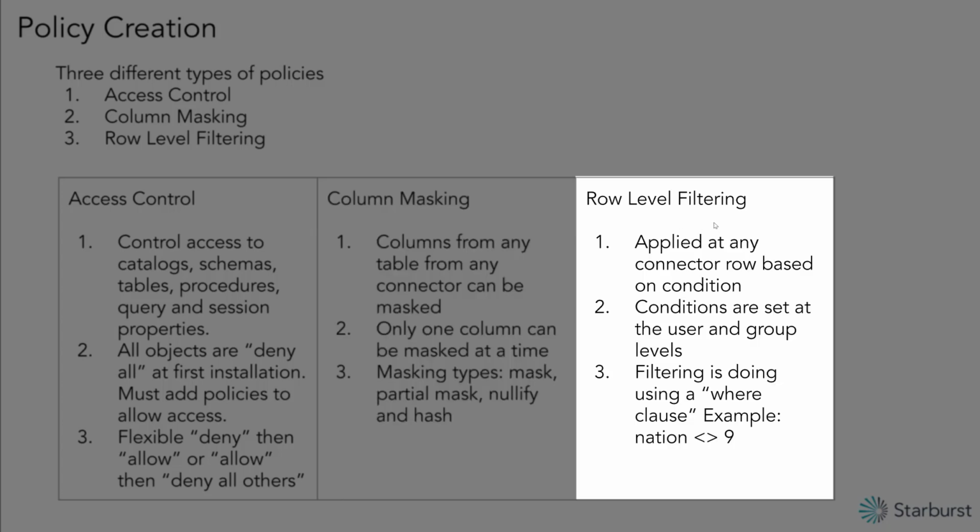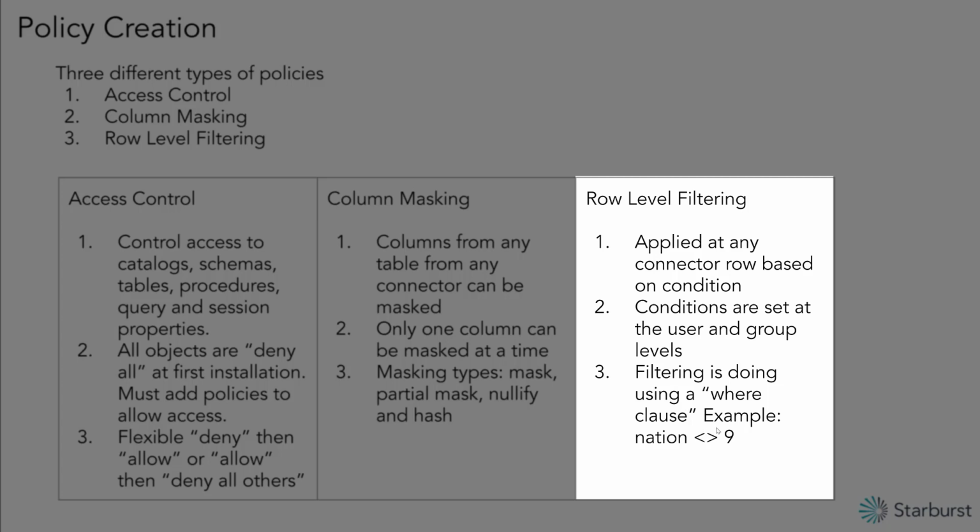And then lastly is row filtering. The way row-level filtering works is basically you're adding a where clause. So if somebody says select star from a table, and there's any row-level filtering on that table, it'll add a where clause at the end. Like number 3 here, I show that you can actually add a where clause where the nation doesn't equal 9.